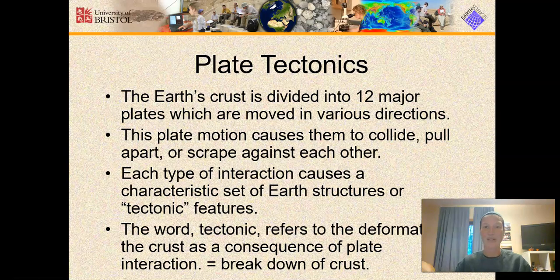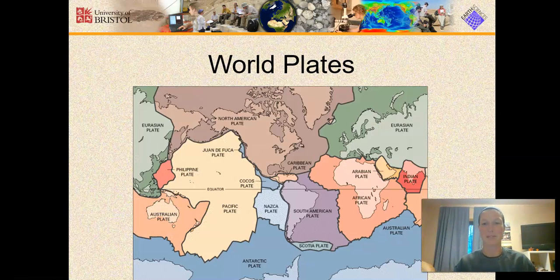The Earth's crust is divided into 12 major plates, which move in various directions. This plate motion causes things to collide, to pull apart, or to scrape against each other. Each type of interaction causes a characteristic set of the Earth's structures or tectonic features. The word tectonic talks about the breaking down of the crust. Again, this is a lot of stuff you probably don't need to know the details of, but it's good to know the behind the scenes aspect of it.